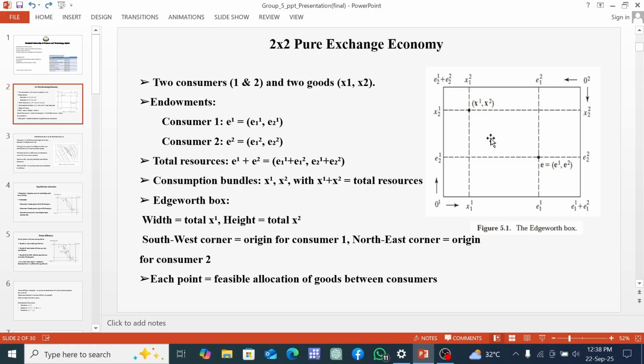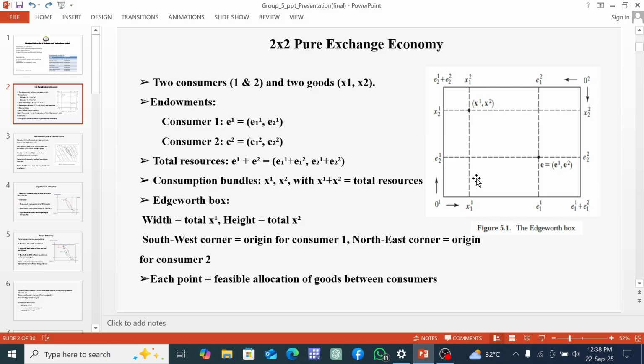Let's assume a society consists of two individuals and two goods. The x-axis denotes the consumption of good 1, and the y-axis denotes the consumption of good 2 for individual 1. Then for individual 2, the x-axis denotes the consumption of good 1 and the y-axis denotes the consumption of good 2.